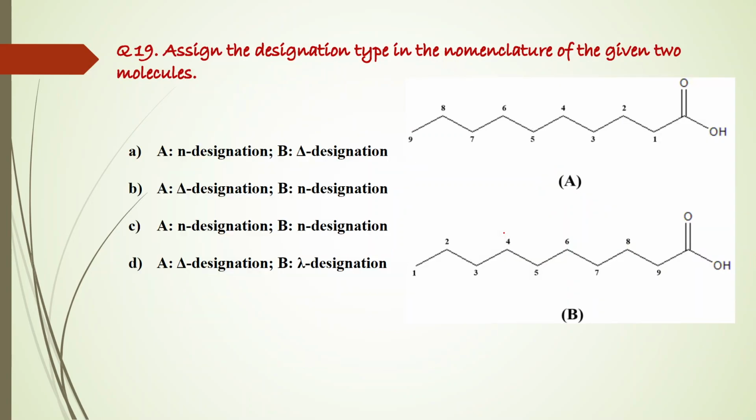Moving to the next one. So this is the classification. Assign the designation type in the nomenclature of the given two molecules. Okay, there is one thing wrong.